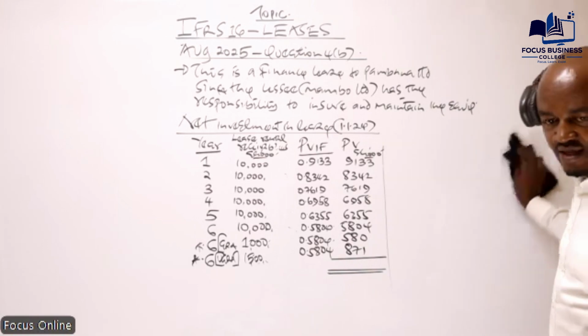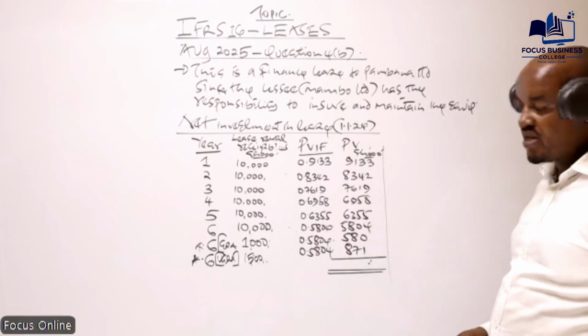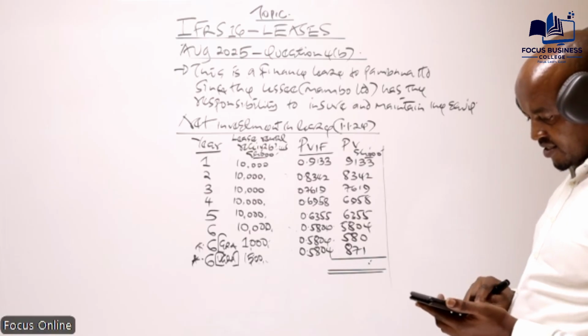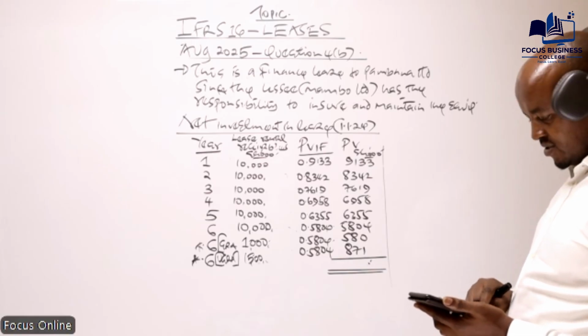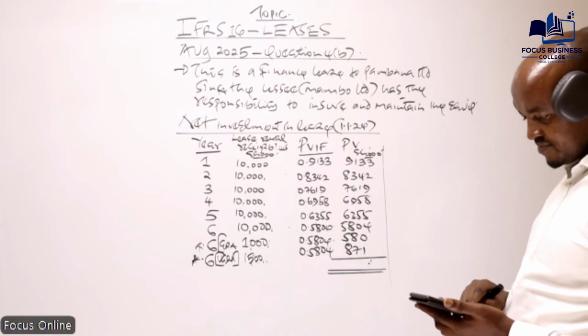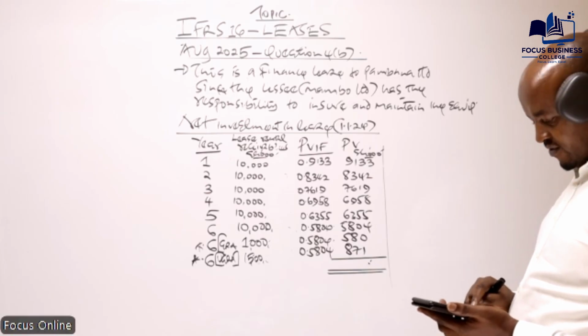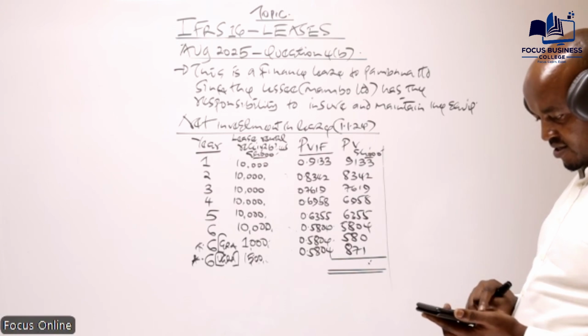Now, having that, I want us to get the total here, which will be the net investment in the lease. 91.33 plus 83.42 plus 76.19 plus 69.58 plus 63.55 plus 58.04 plus 580 plus 871.